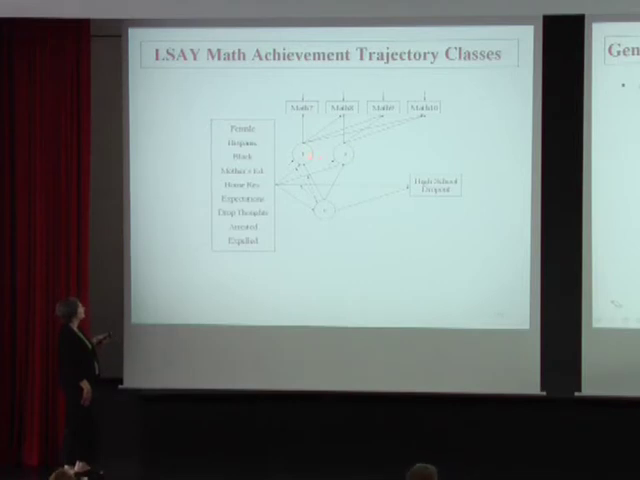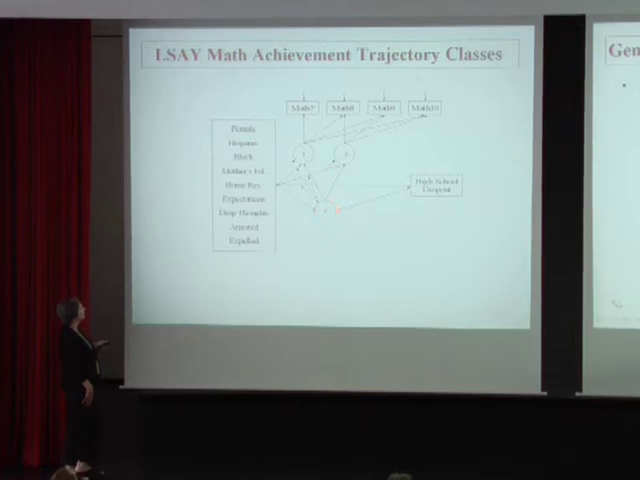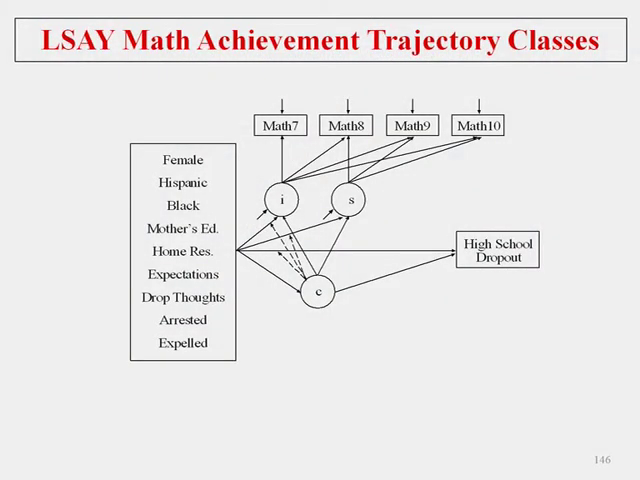So we're familiar now with the linear growth model, which has an intercept and slope growth factor. And we have our categorical latent variable C, and it's pointing to I and S, and it's also pointing to high school dropout. So when it points to I and S, it says that the intercept and slope growth factors are going to vary across classes, and when it points to high school dropout, it says that the thresholds are going to vary across classes.